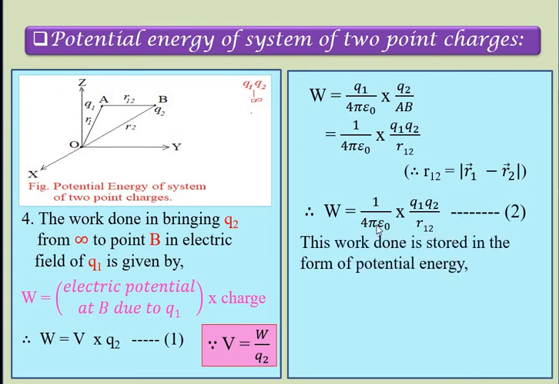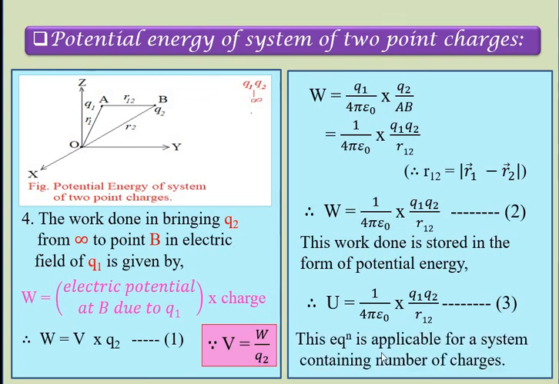This work done is stored in the form of potential energy, and the potential energy is denoted by the letter U. Therefore, U equal to 1 upon 4 pi epsilon 0 into Q1 Q2 divided by R12. Suppose this is equation number 3, and this is the required expression for the potential energy of a system of two point charges, and this equation is applicable for a system containing a number of charges.